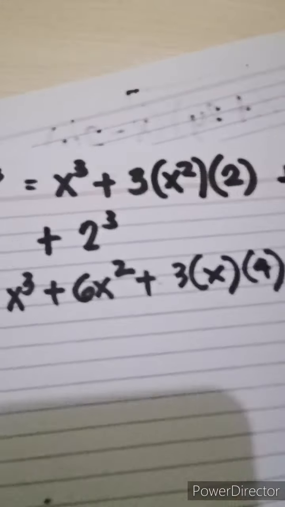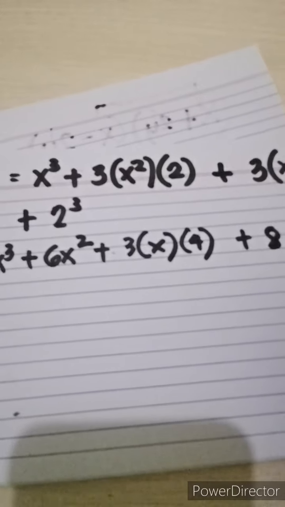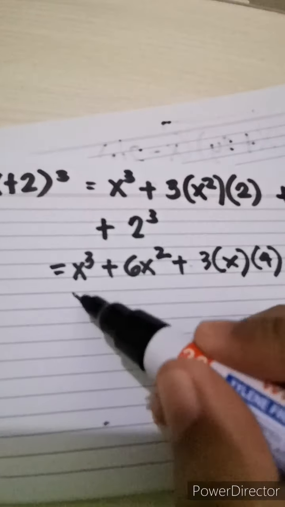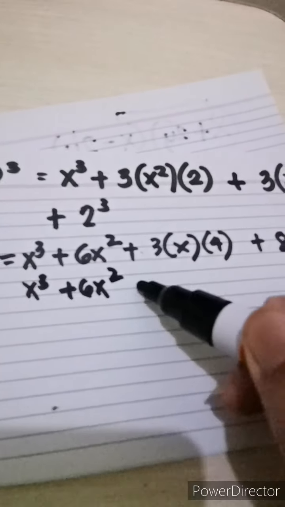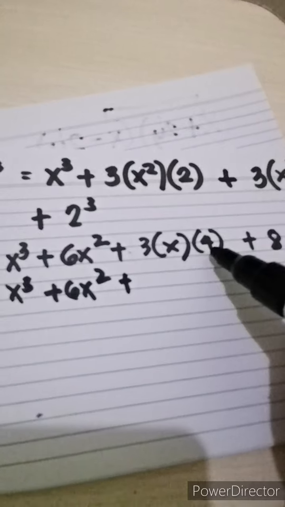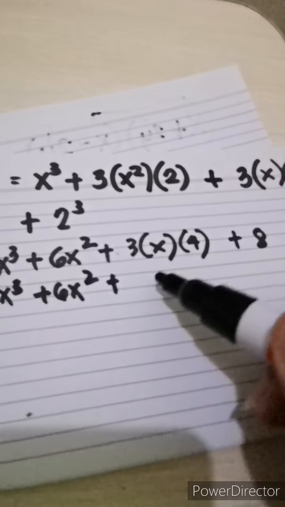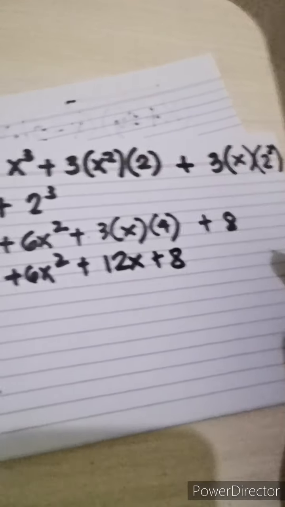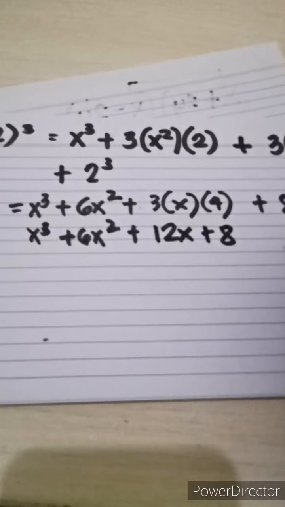So, hindi yon. Ang ibig sabihin ng 2 cube is 2 times 2 times 2. Okay. So, simplify yung further. Meron pa tayo. So, we have x cube plus 6x squared plus 3 times 4, 3 times, first muna, 3 times x, 3x, times 4 is 12x, and then just copy 8. So, this is the answer on the cubing of a binomial.